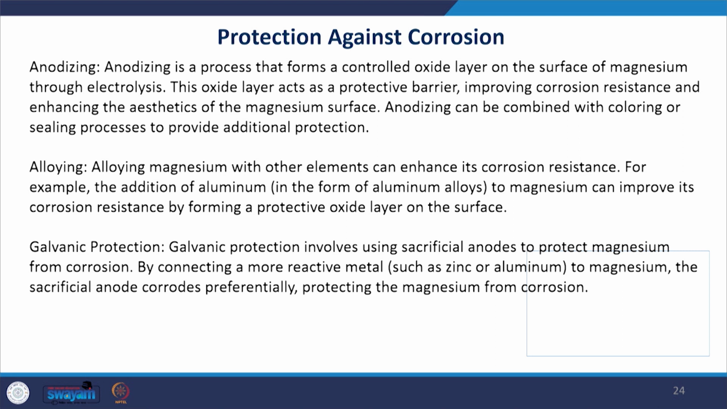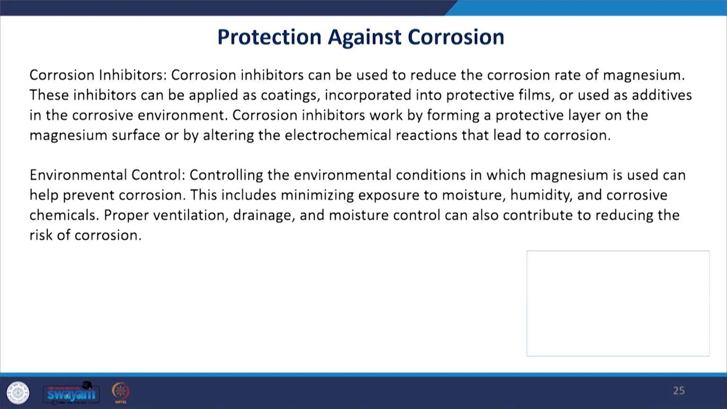Alloying magnesium with other elements can enhance the corrosion resistance. For example, the addition of aluminum in the form of an aluminum alloy to the magnesium can improve its corrosion resistance by forming a protective oxide layer on the surface. Galvanic protection. This involves using sacrificial anodes to protect the magnesium from corrosion. By connecting a more reactive material to the magnesium, the sacrificial anode corrodes preferentially, protecting the magnesium from corrosion.